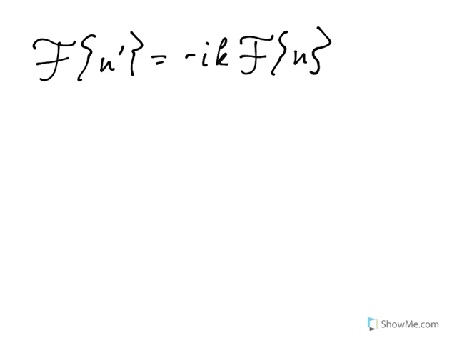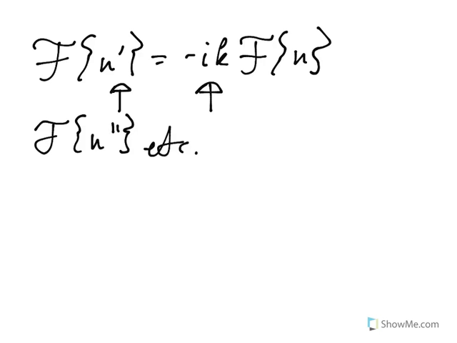Well, look at that. We have just gone from differentiation, u prime, to multiplication. We just have to multiply by minus ik. This is the power of the Fourier transform. It makes the operations much easier. Now you can also see we could keep going here. We could find the Fourier transform of u double prime and u triple prime, etc. You can keep going. It's not difficult.